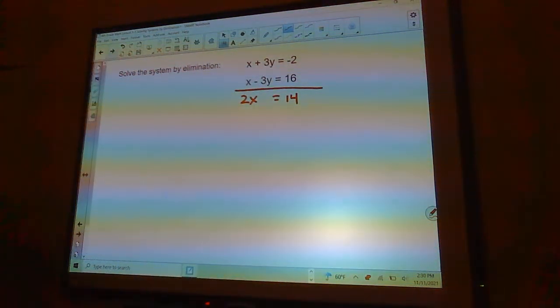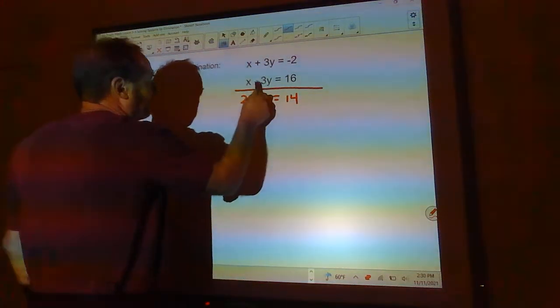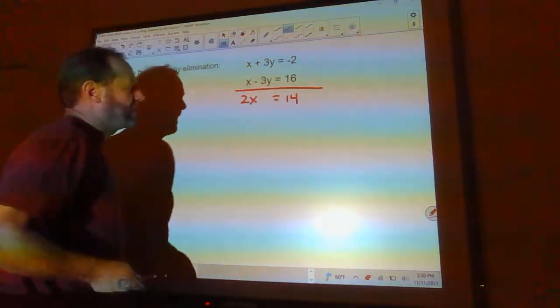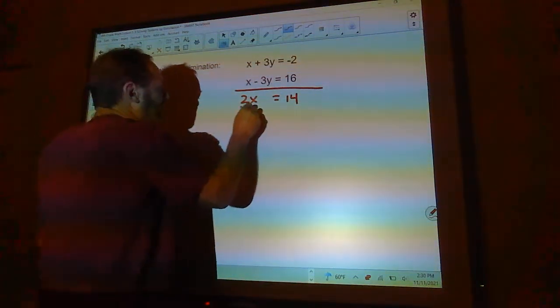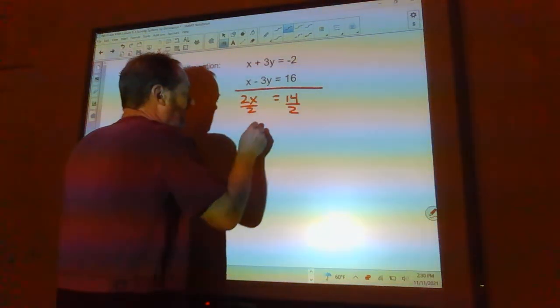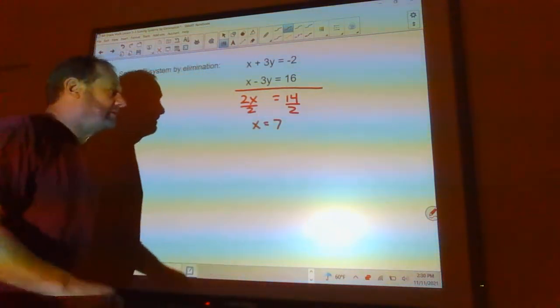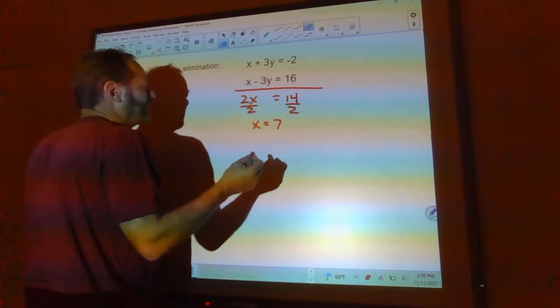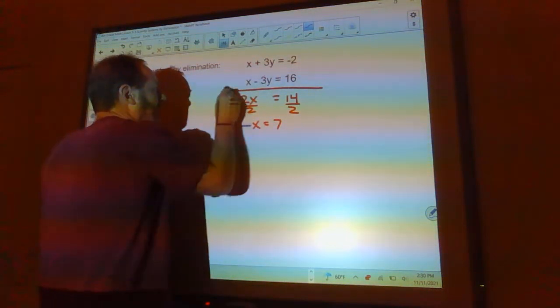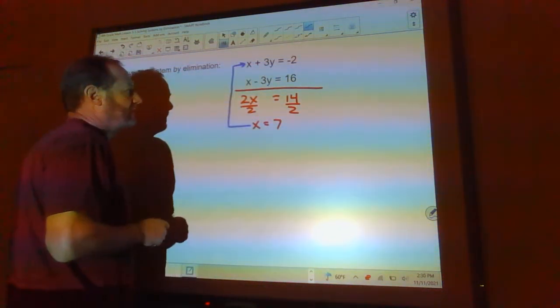Okay? So the goal is to make one of the variables disappear. That's why you want these two coefficients to be opposites. And I was given them to be opposites, so that's great. So then I just solve this equation, and x is 7. Now I just choose one of the two equations. It does not matter which one. Take that and substitute it back in.